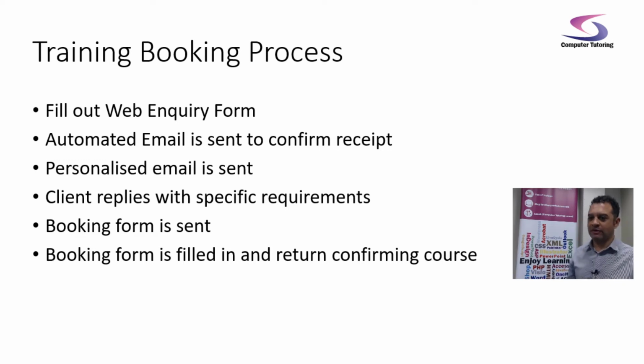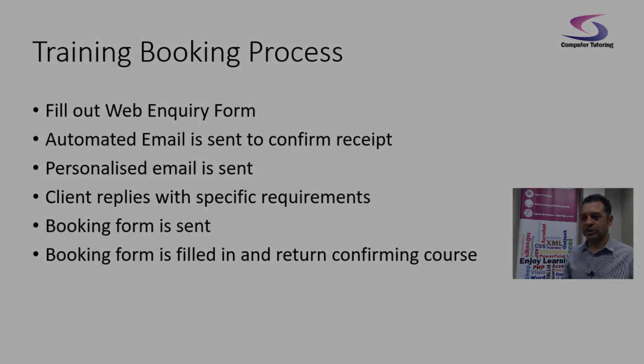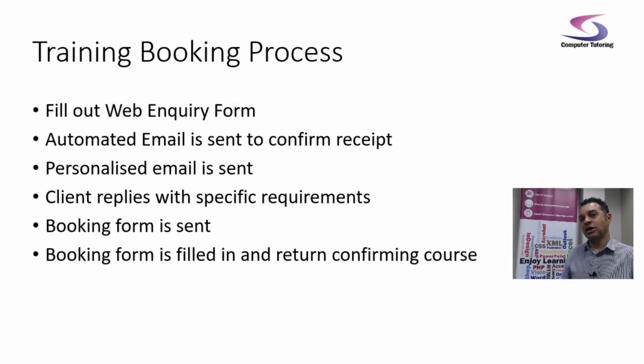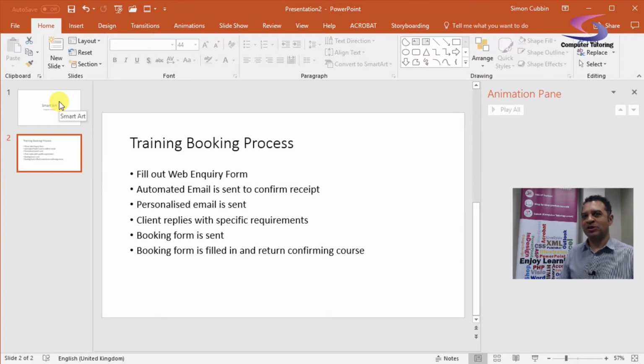Fill out a web inquiry form, an automated email is sent to confirm the receipt, then confirming the course. So how can we make that a little bit more exciting? Well, that's the SmartArt feature. So how do we do that? And especially, how do you do that with a bullet list that's already there?